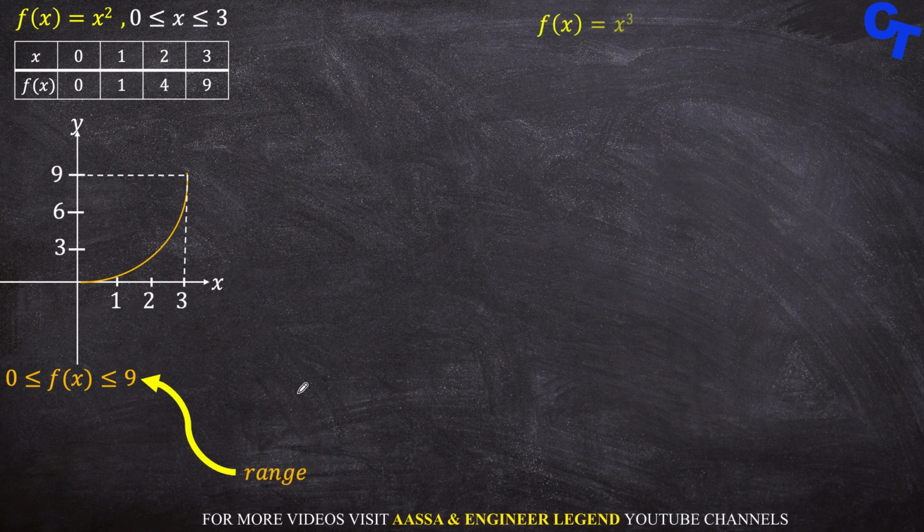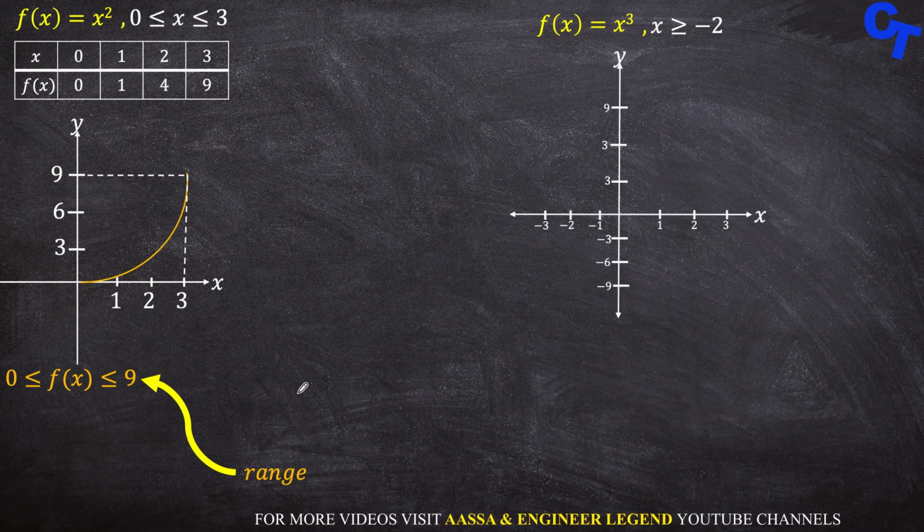Now let's consider another example. We're going to look at a cubic function right here. This is a common graph, so you should be familiar with it. This is a cubic function. So let's look at the domain. You just need x values greater than negative 2.